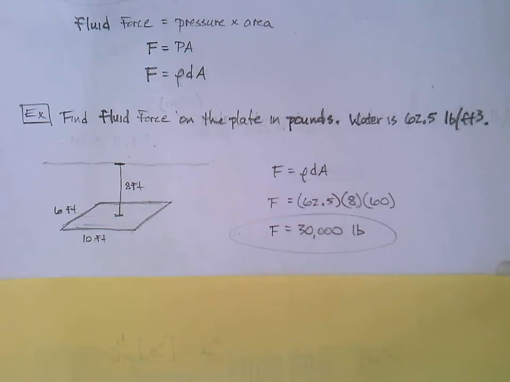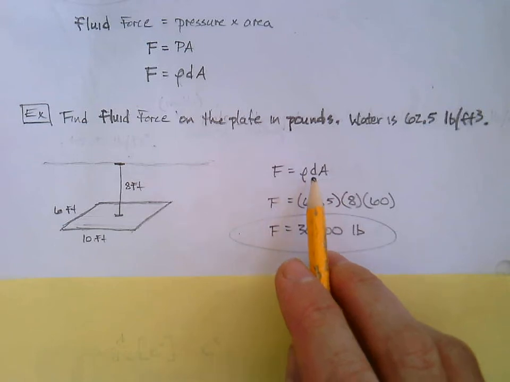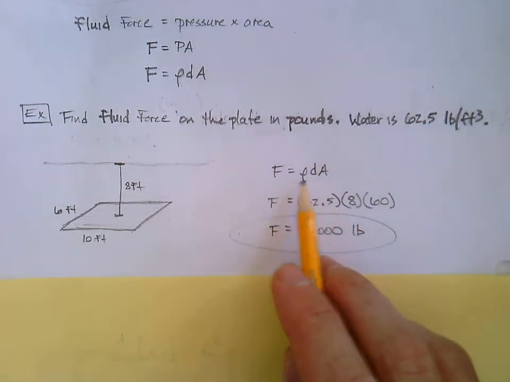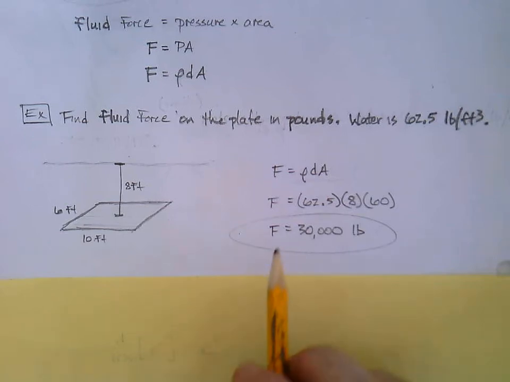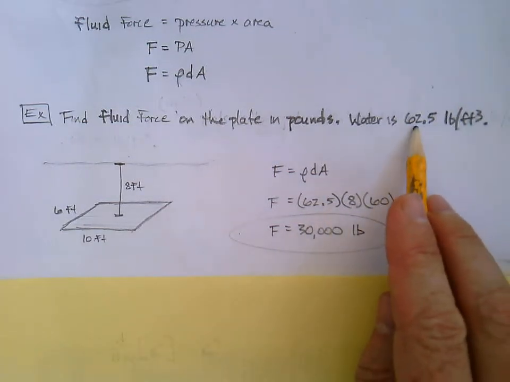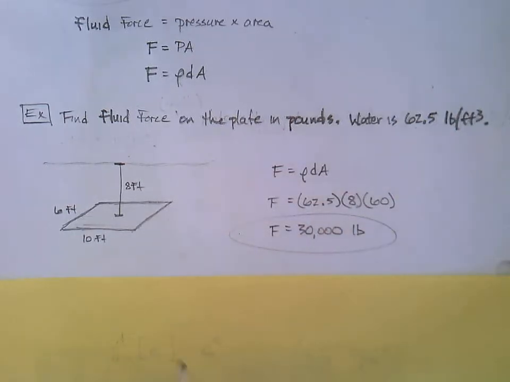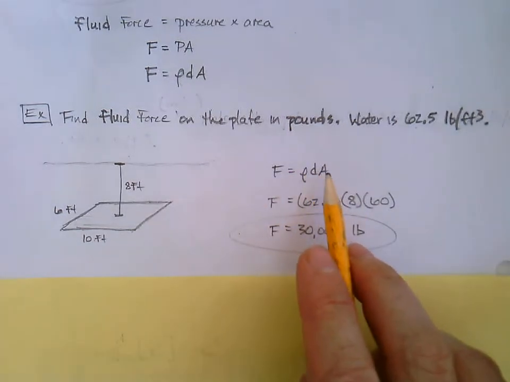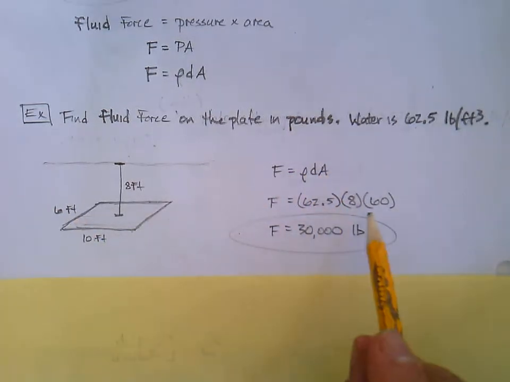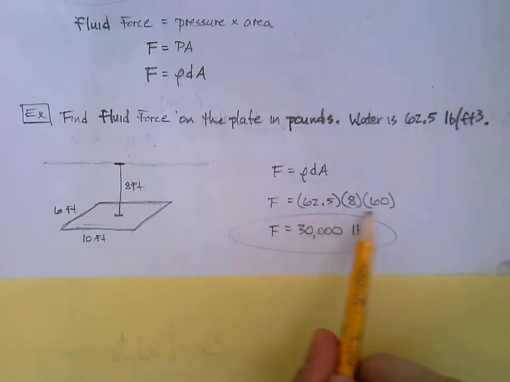So if we wanted to know the fluid force exerted on that horizontal plate, we'd say, okay, I know F equals rho times D times A, density times depth times area. So the density, well, they told us right there, 62.5 pounds per cubic foot. The depth is 8 feet. And the area of our plate is 6 times 10, 60. So we just multiply these three numbers. We'll get the total force exerted on that plate. And you can see it's a huge 30,000 pounds would be the answer here. Pounds as our units.